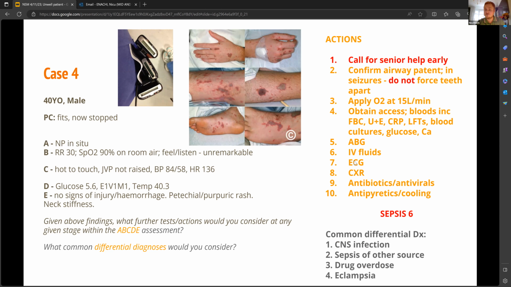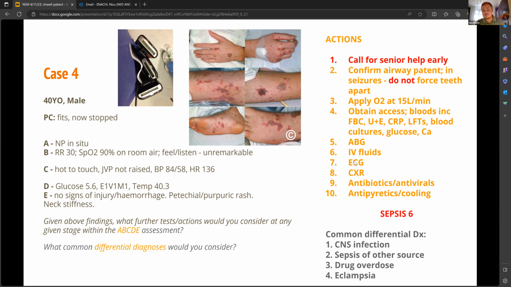Give oxygen as it is low. Get the access so that you can take the bloods that you need, including blood cultures. You'll give the fluids as well, as the patient is hypotensive. You would have done the ABG before that, chest X-ray and ECG. So somebody mentioned sepsis 6, very true.